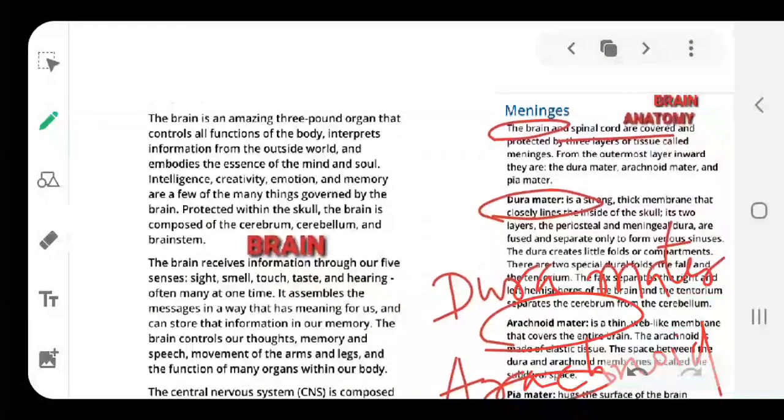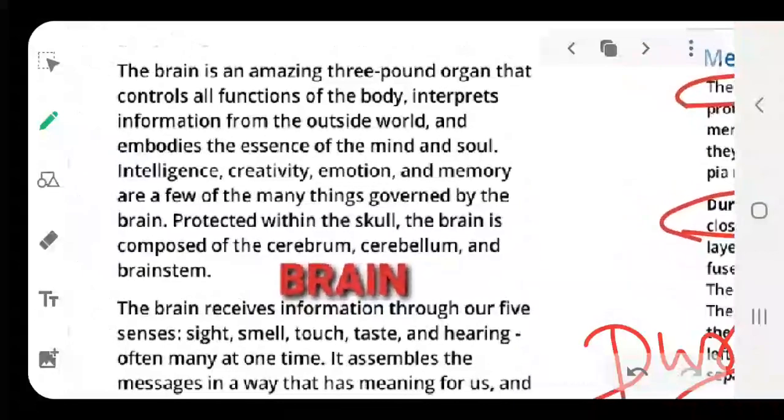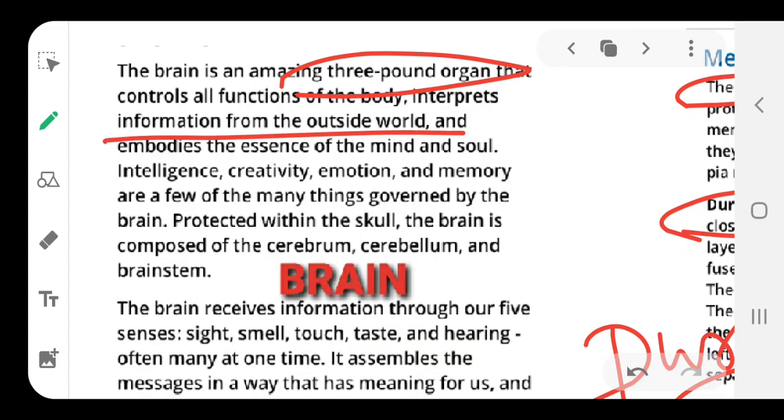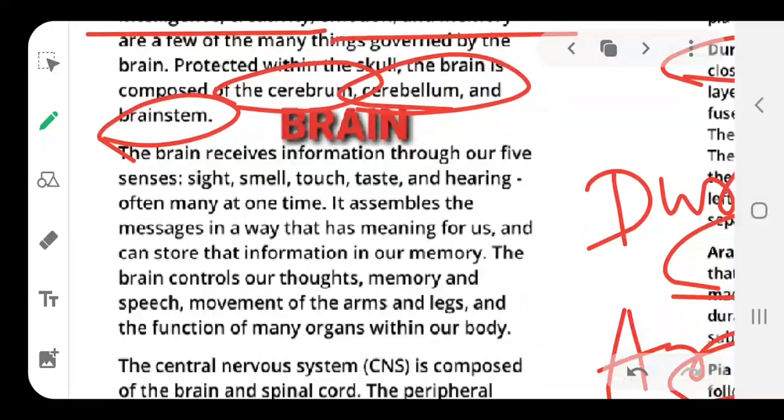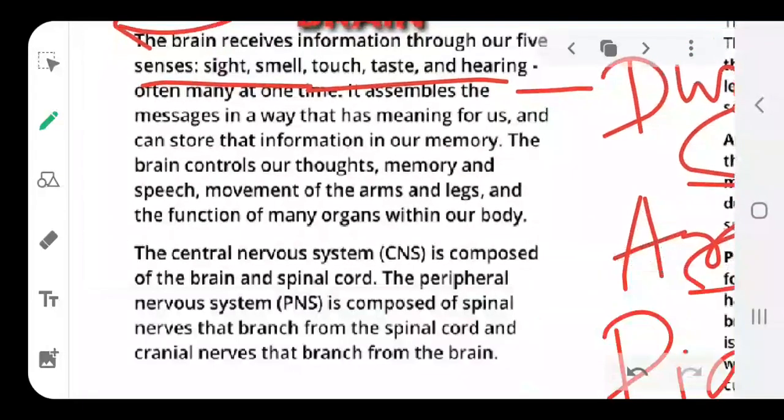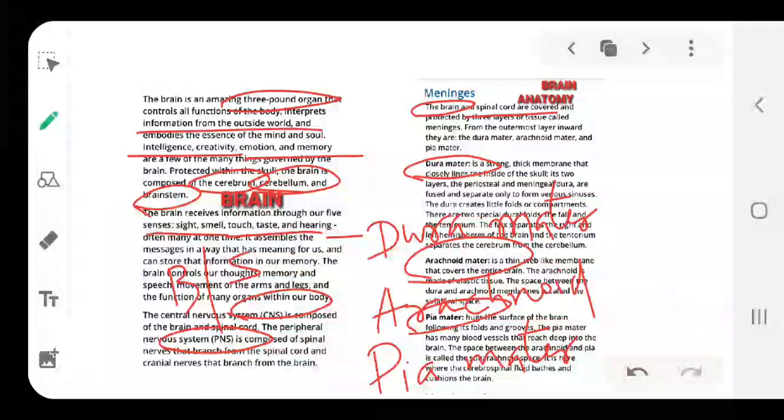Then the brain itself, as I have told you, is an amazing organ that weighs approximately 3 pounds, or close to 1500 grams. It interprets information from the outside world so that you can coordinate with it. It is the site of intelligence, creativity, emotion and memory. The brain is composed of 3 parts: cerebrum, cerebellum and brainstem. The brain receives stimuli in the form of sight, smell, touch, taste and hearing, and then performs the function accordingly. We are reading about the central nervous system, which consists of the brain and spinal cord, and afterwards we will study the PNS, or peripheral nervous system.